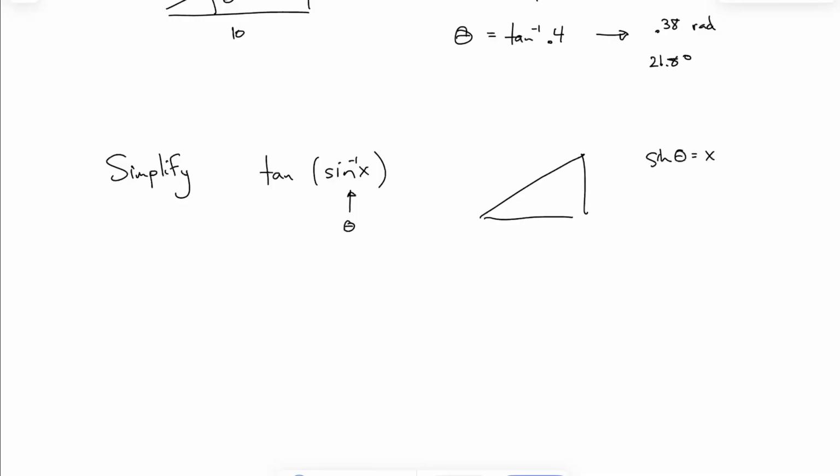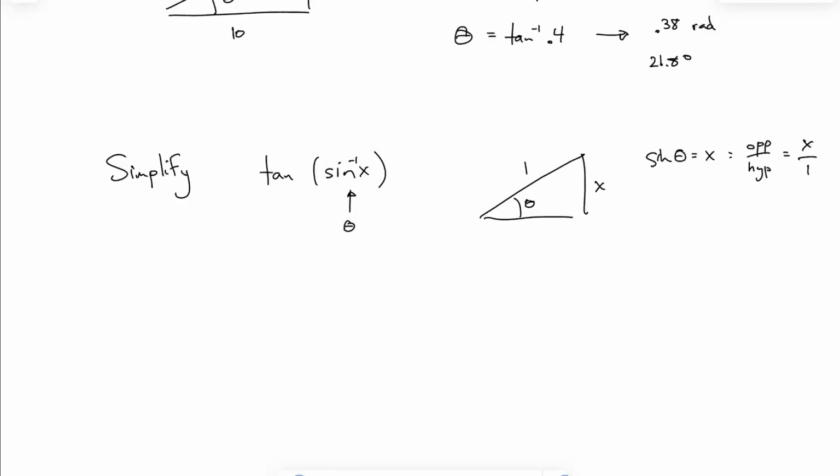And then x, of course, I want to think of this as the opposite over the hypotenuse. That's what the sine is. And just so that it looks like a fraction, I'm going to write x as x over 1. So this right here is theta, and then I am going to draw: opposite is x, hypotenuse is 1, like that. This is the setup. You have to just draw a little triangle.